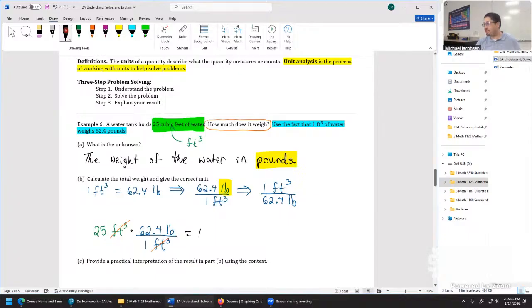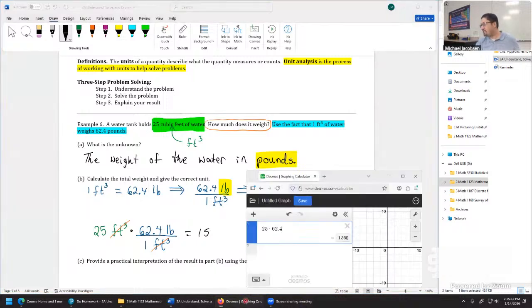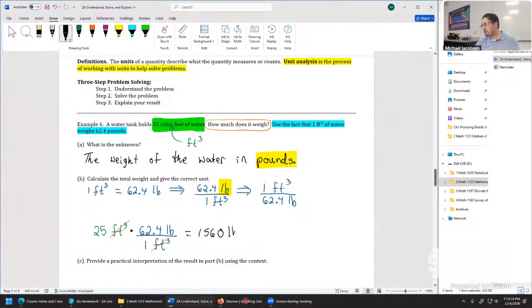That's almost the weight of a car. So this is a really, really big water tank. 1,560 pounds. From part A, we knew the answer had to come out as pounds. So that's what directed us to using the right conversion factor, this one here.